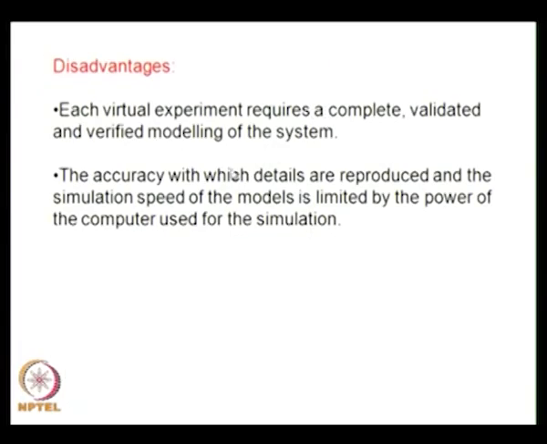Of course, there are a few disadvantages. Each virtual experiment requires complete, validated and verified modeling of the system. This is one of the biggest challenges: how do you make a complete model, and how do you validate and verify the model, whether it represents the actual system or not. If it is not representing the actual system, then all your output will be wrong and you cannot make any inferences from these results. The accuracy with which details are reproduced and the simulation speed of the model are limited by the power of the computer used for the simulation, and the power of the computer has some limitations, which limits your simulation experiments. So these are the disadvantages of using modeling and simulation.